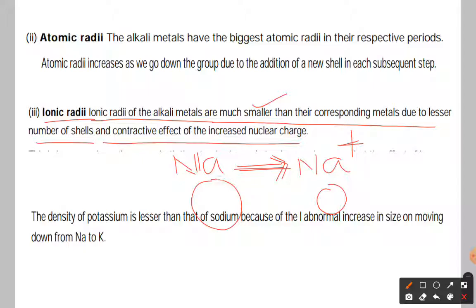In the atom, the radius is called the atomic radius. In the ion, the radius is called the ionic radius. Okay. So compared to the neutral atom, the ion has the smaller radius.